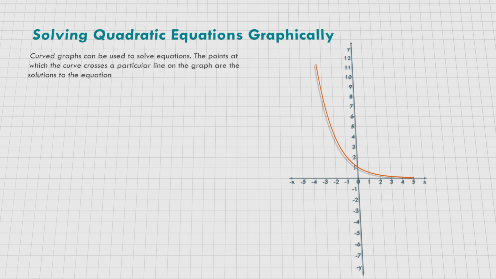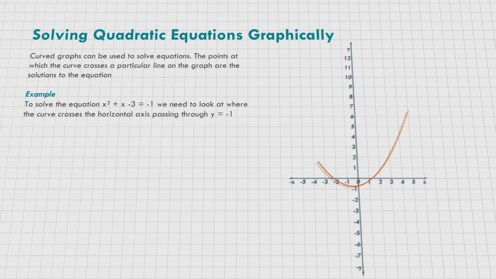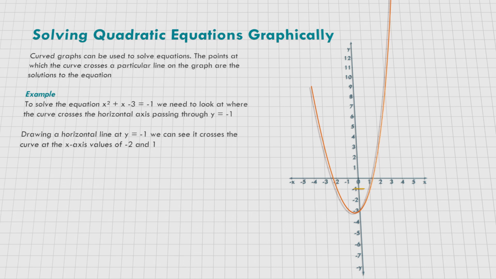Curved graphs can be used to solve equations. The points at which the curve crosses a particular line on the graph are the solutions to the equation. To solve the equation x squared plus x minus 3 equals minus 1, we need to look at where the curve crosses a horizontal axis passing through y equals minus 1. Drawing a horizontal line at y equals minus 1, we can see it crosses the curve at the axis values of minus 2 and 1.